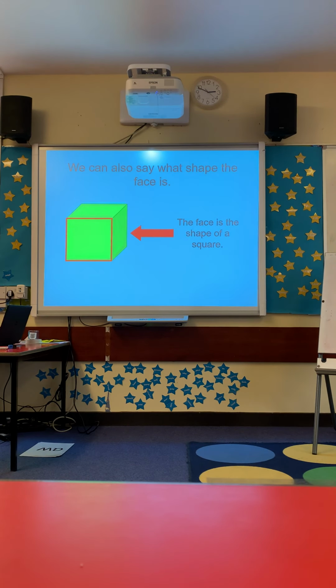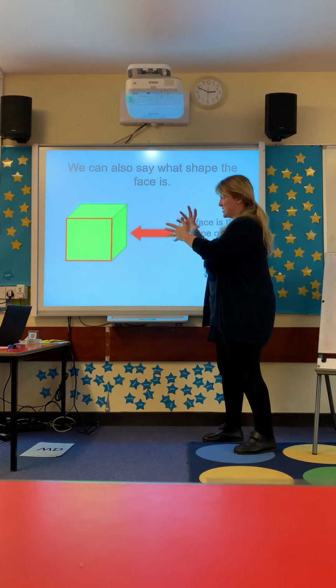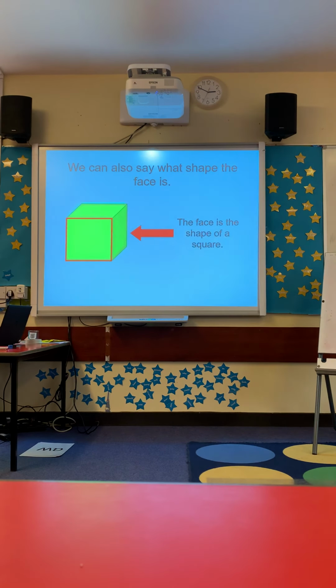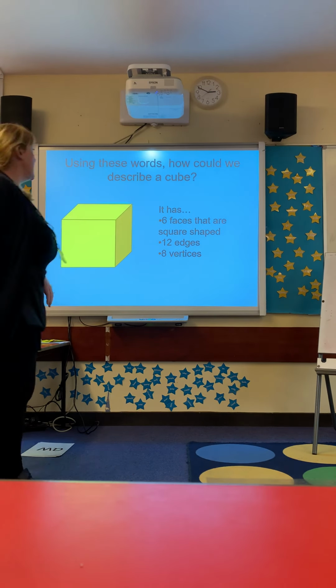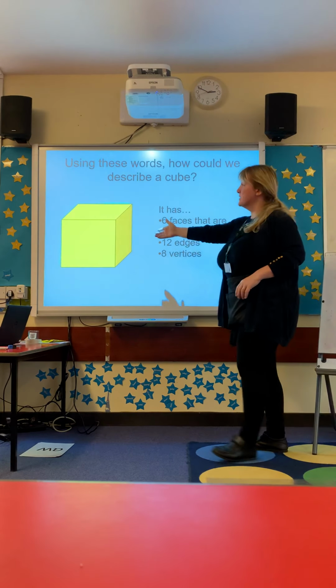The face is the shape of a square, so we can use the description, the properties of the faces, to tell us, to describe what the shape looks like. So, using these words, how could we describe a cube? Okay, so here we have a cube.